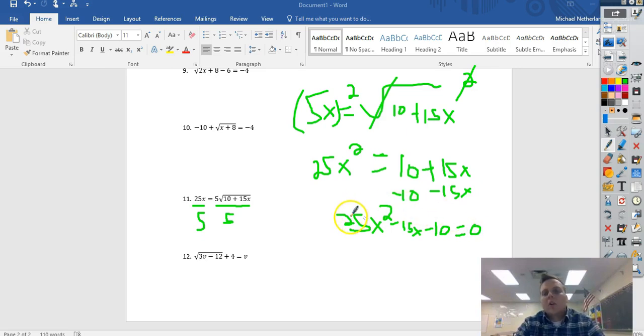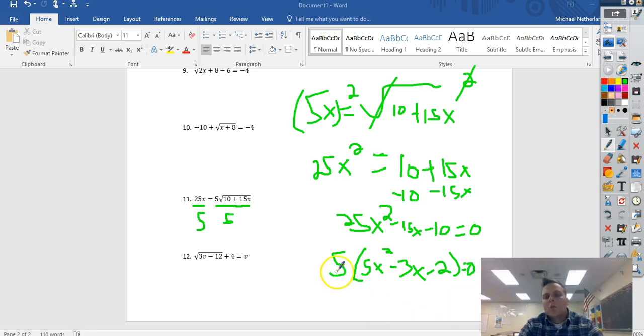Now, the next thing is to notice these all have a greatest common factor. They have a greatest common factor of 5. So you get 5 times the quantity 5x squared minus 3x minus 2 is equal to 0. Okay? What is this 5 doing to the parentheses? It's multiplying. So I divide both sides by 5. So then I get 5x squared minus 3x minus 2 is equal to 0. Now I can tic-tac-toe this guy.